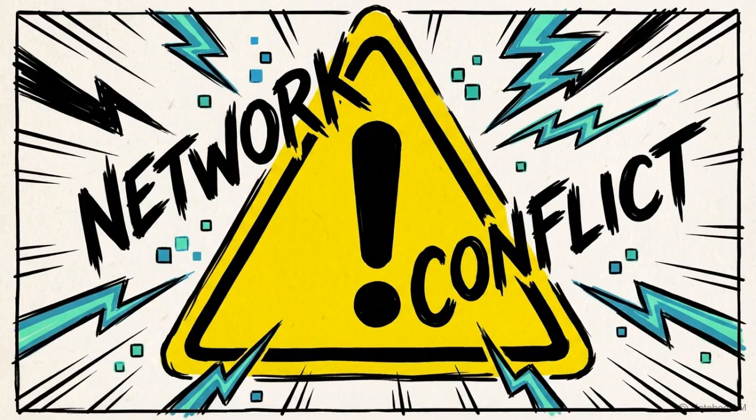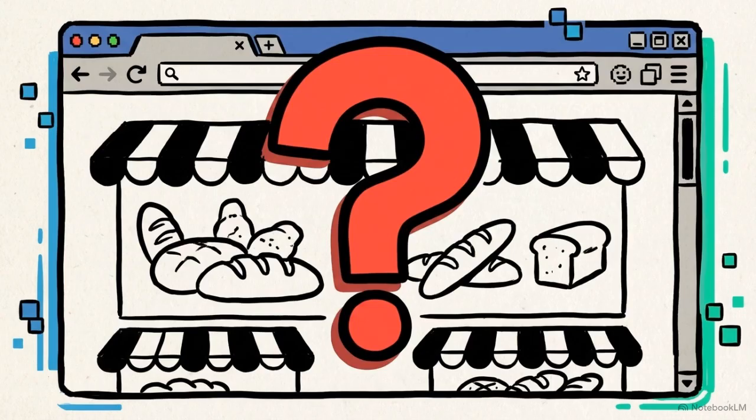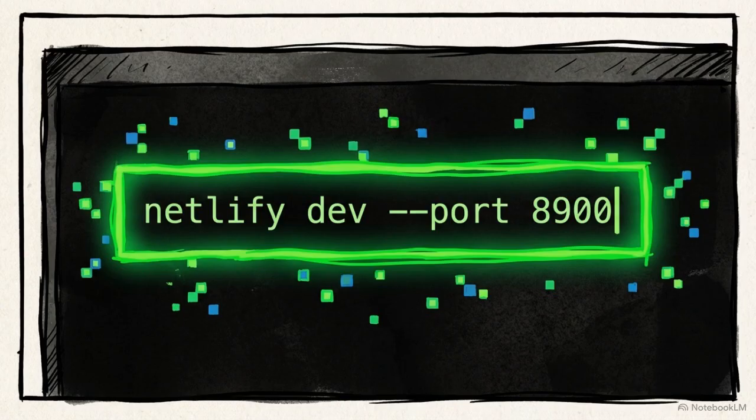Watch out for port collisions. If another project is already running on the same port, the CLI might proxy to the wrong site, making it look like your code isn't loading. You can fix this by closing conflicting processes or manually binding the Netlify development server to a specific unused port.